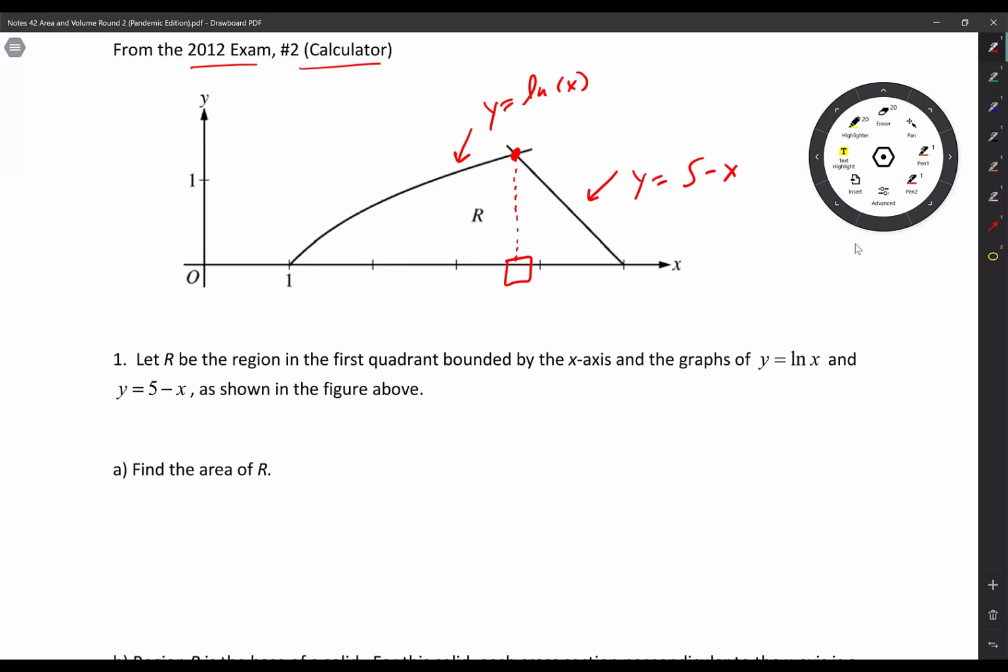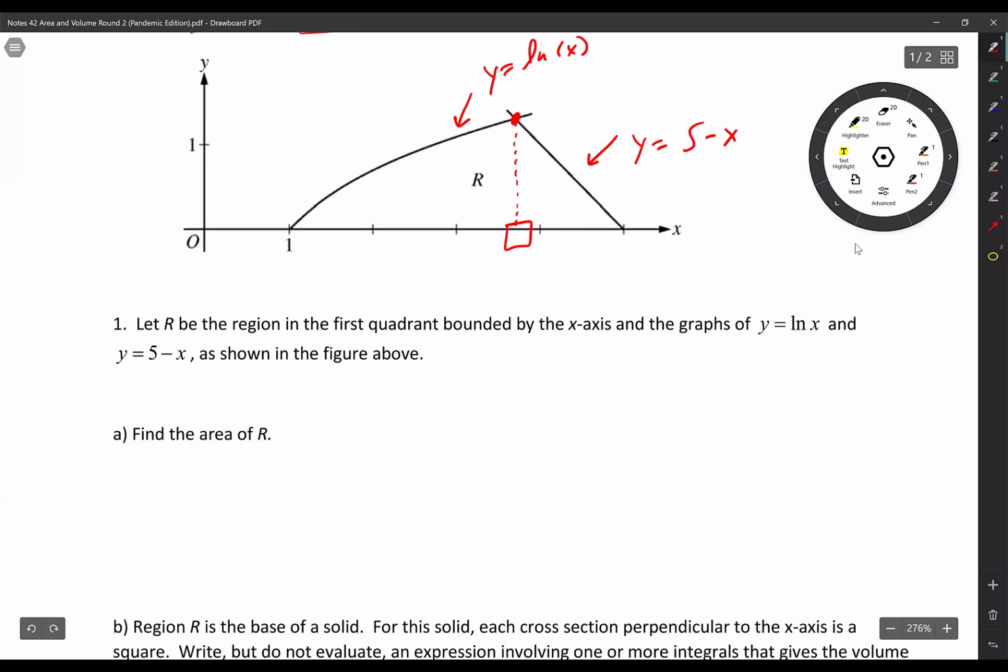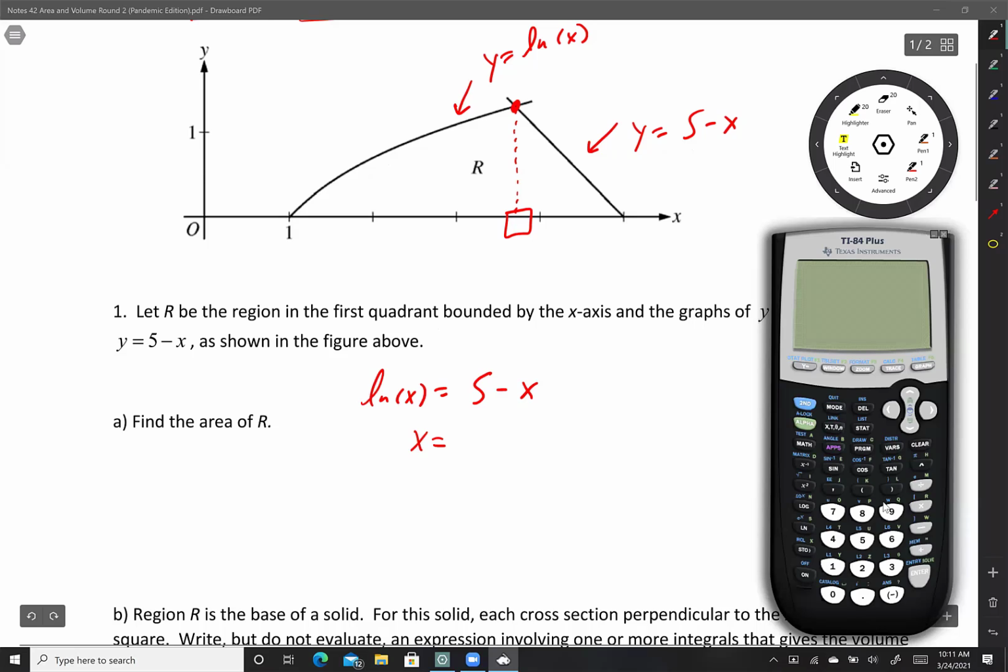So here we go. The first thing I do is I'm going to go ln x equals 5 minus x. You do not have to show anything else besides that, and then just show what that x value is. I don't know it because I haven't typed it into my calculator. So here's my calculator, and I'm just going to go to y1 and type ln x, and go to y2 and type 5 minus x.